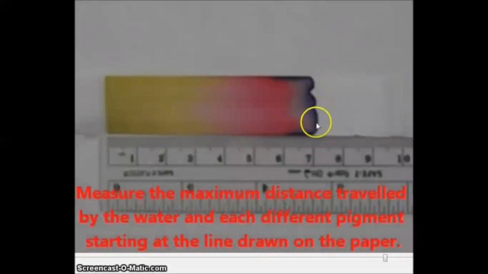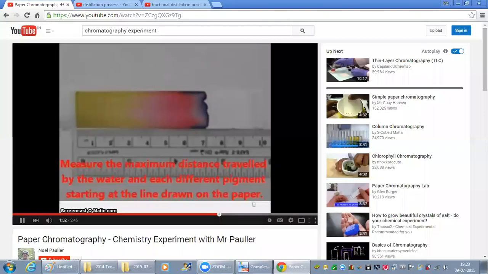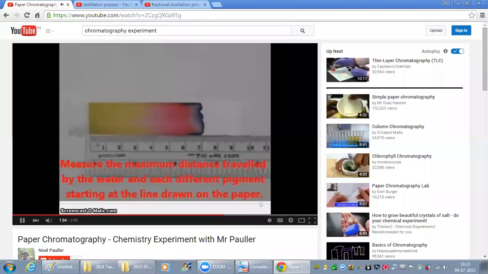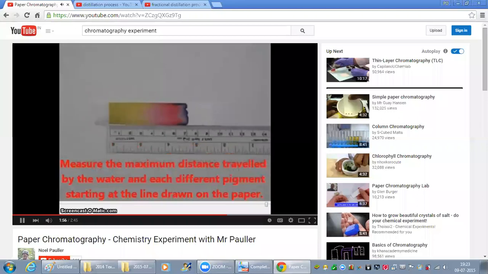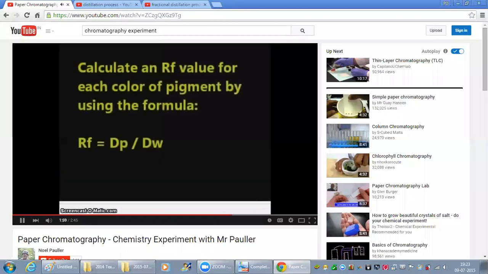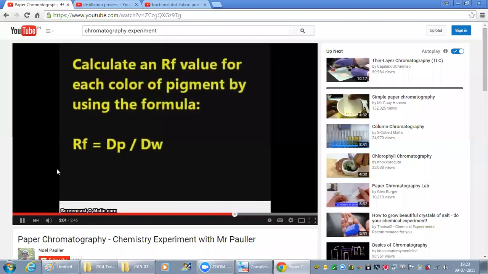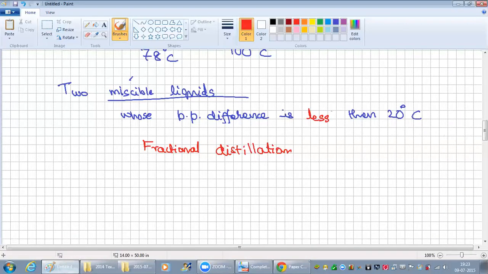Looks like the maximum distance traveled by the water reaches about to here, and then we can measure the maximum distance traveled by each of the different pigments. Let's continue our playback. This is what is known as RF value. We are also going to draw the diagram.